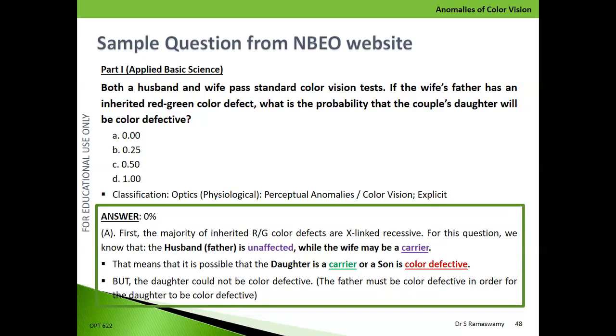while the wife is actually the possible carrier from her dad, and then the daughter is essentially going to be a carrier and the son is going to be color defective because the mother usually passes it on to the son. So daughter will receive the gene but will not display color vision defect. If the daughter has to be color defective, then the anomalous gene has to come from both the parents.